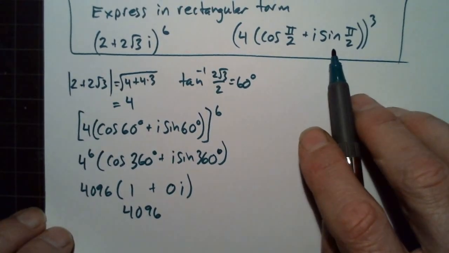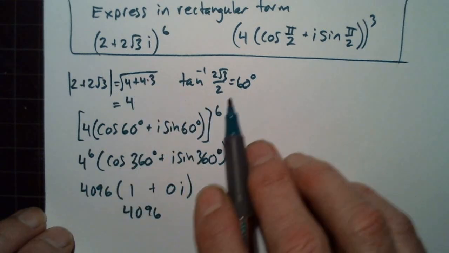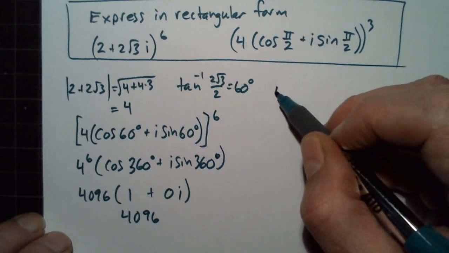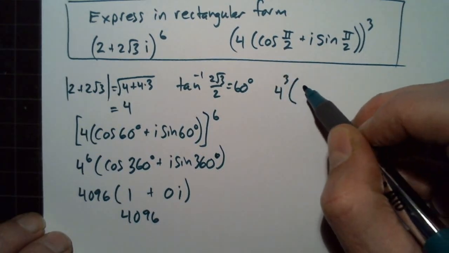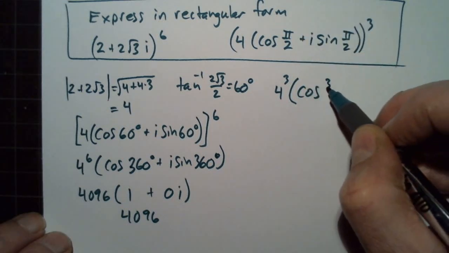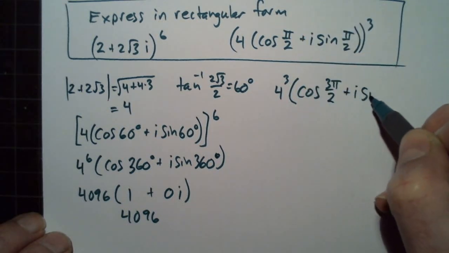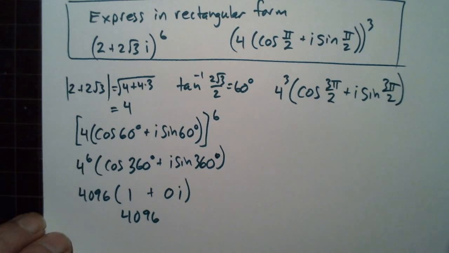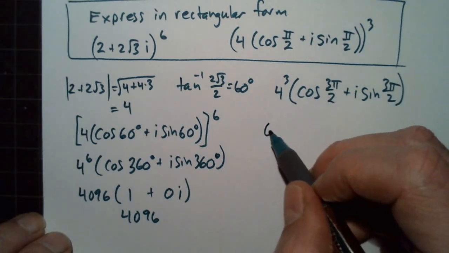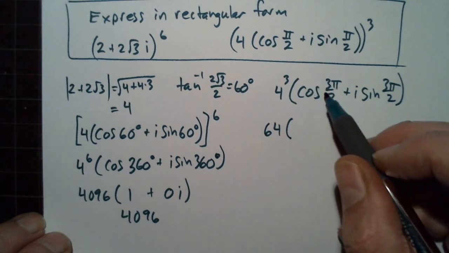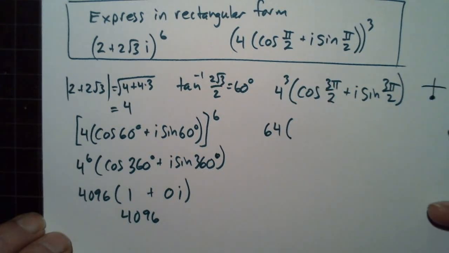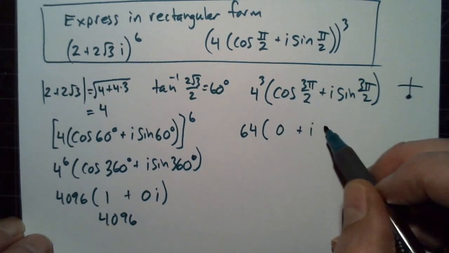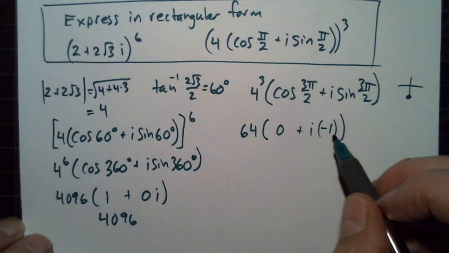All right. This is going to be done the same way. We just don't have to do that first step. We start from here. So pause the video and try that one. We have 4 to the 3rd power cosine 3 pi over 2 plus i sine 3 pi over 2, and 4 to the third power is 64. Cosine of 3 pi over 2, 3 pi over 2 is down there, and that means cosine is 0. Sine is negative 1, so we have negative 64i.